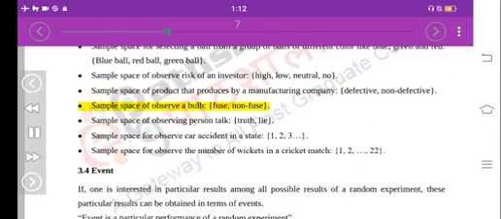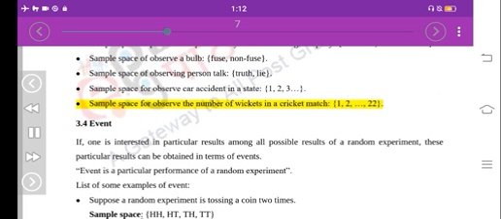Sample space of observing a bulb: fuse, non-fuse. Sample space of observing a person talk: truth, lie. Sample space for observing car accidents in a state: 1, 2, 3. Sample space for observing the number of wickets in a cricket match: 1, 2, 22.